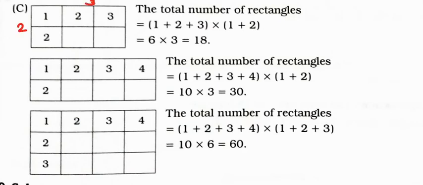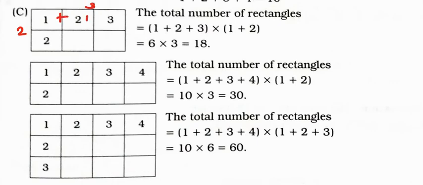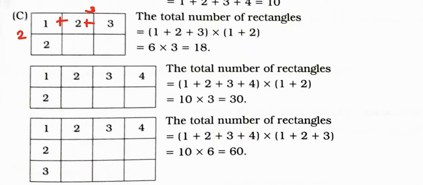Okay, in this case, simply add this 1 plus 2 plus 3 and add this 1 plus 2 and multiply these numbers. 1 plus 2 is 3 and 1 plus 2 plus 3 is 6. 3 6s are 18 and therefore your answer is total number of rectangles are 18. Now here, same way, 1 plus 2 plus 3 plus 4 multiplied by 1 plus 2. 1 plus 2 is 3 and this is 10. 3 10s are 30. Total number of rectangles are 30.